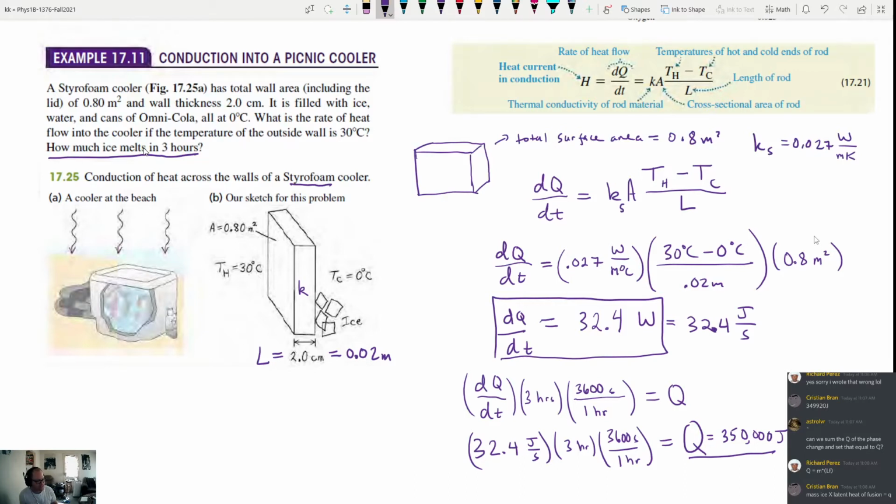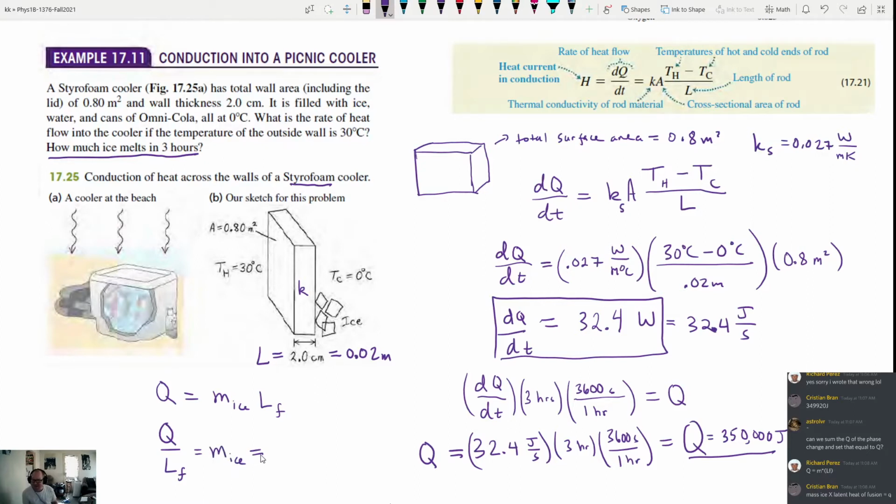Yep, exactly. So we know that this Q is going into the water, or into the ice. So what we can say is that if I do Q equal to the mass of ice times the latent heat of fusion for water, then I can figure out what mass of ice will melt by solving this, by just taking Q and dividing by the latent heat of fusion of water. So that should give us the amount of ice that melts.